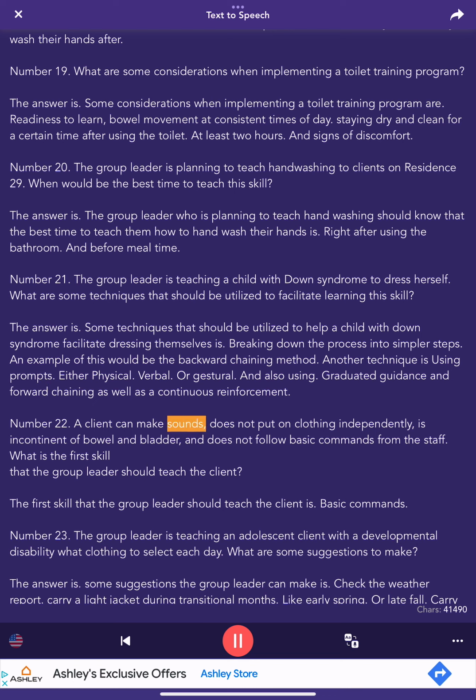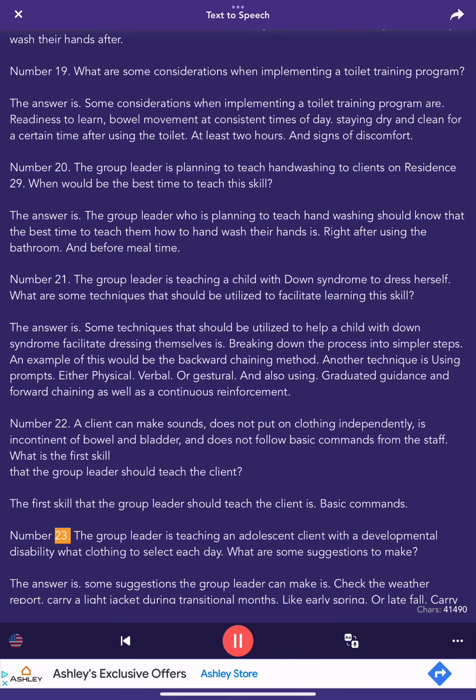Number 22. A client can make sounds, does not put on clothing independently, is incontinent of bowel and bladder, and does not follow basic commands from the staff. What is the first skill that the group leader should teach the client? The first skill that the group leader should teach the client is basic commands.